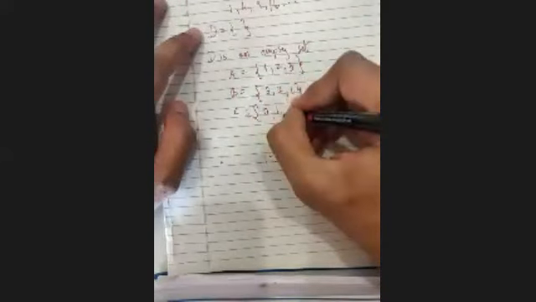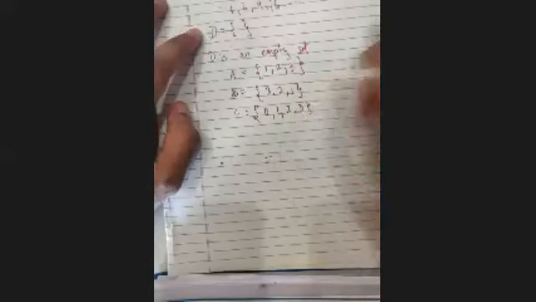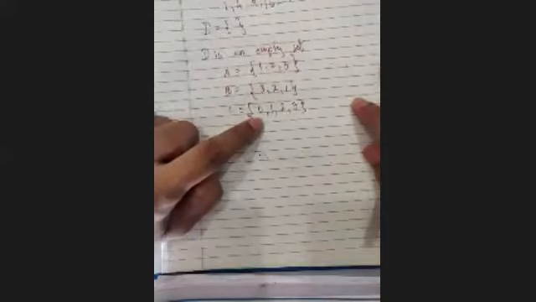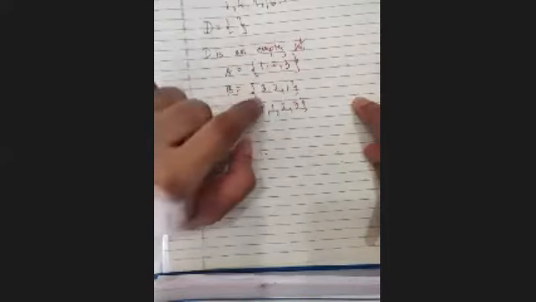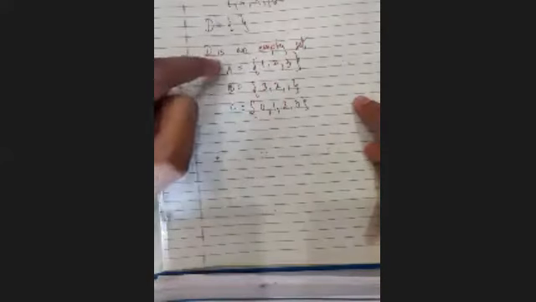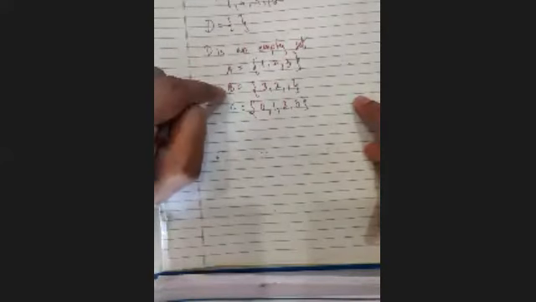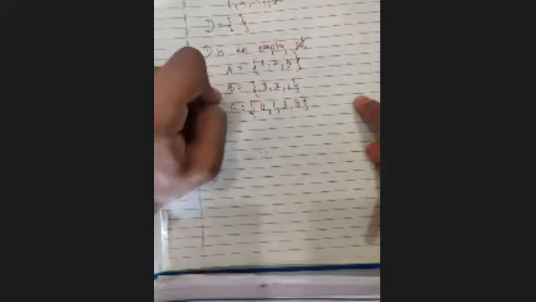If C has 0, 1, 2, 3, then C is not an equal set to this because it has something extra. Extra won't work. They should be exactly the same. Nothing less will work, nothing more will work. Then only I can say A and B are equal sets. Right? I hope this part is very clear. So now if you have understood equal sets, I think we can try a few examples to check.